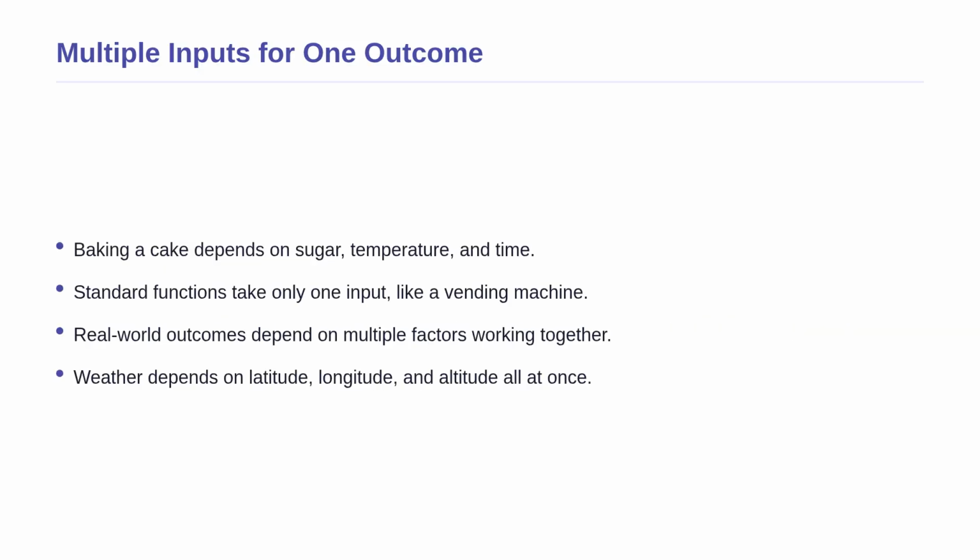Let us start with a simple analogy to build our intuition. Imagine you are baking a cake in your kitchen. The final taste and texture do not depend on just one single thing, but on the amount of sugar, the temperature of the oven, and the time spent baking, all working together. In mathematics, standard functions take just one input, like a simple vending machine. But real life is rarely that simple. To describe complex situations like the weather, we need functions that can handle multiple inputs at the exact same time.